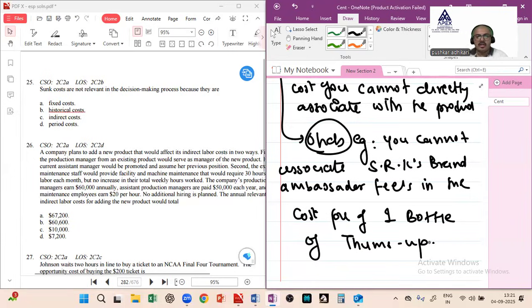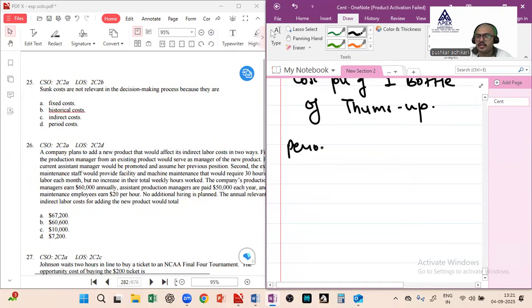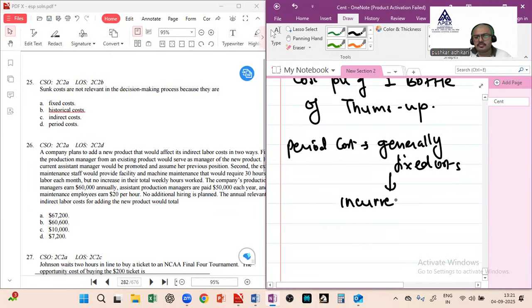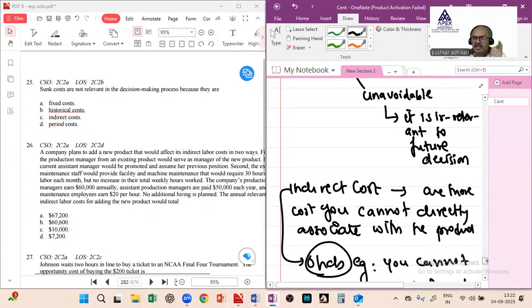Sir, period cost. Period costs are costs that you incur for that particular period. Period costs are generally fixed costs, and they are incurred for that particular period. So sunk costs are not relevant because they are historical in nature. Fixed cost will be relevant if they are avoidable.